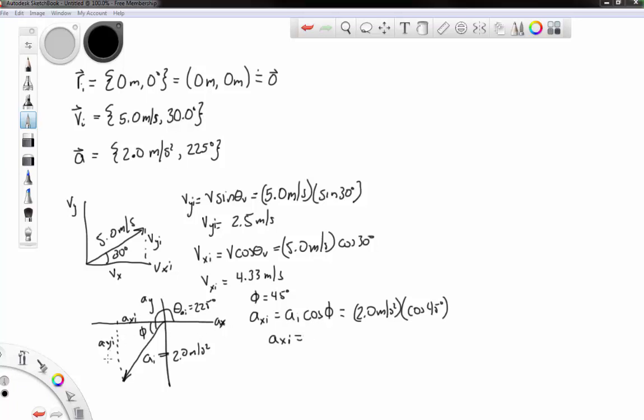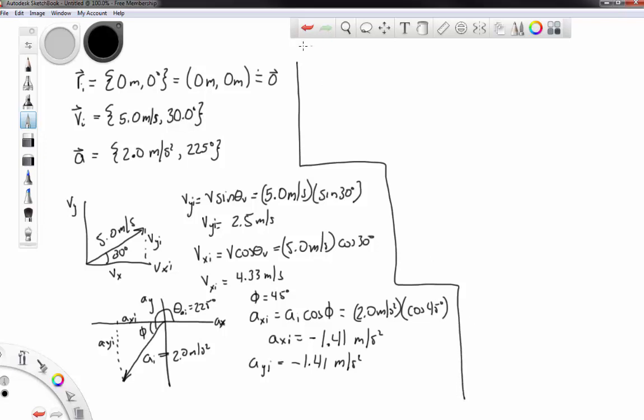Before we put those numbers in, though, notice what quadrant it's in. It's in the negative quadrant, so we might as well put that minus sign in. So it's going to be negative 1.41 meters per second squared. And Ay initial is going to follow suit and also be minus 1.41 meters per second squared. Alright, so now we've got all of these conditions, and the acceleration is actually constant, so the initial is equal to the acceleration at all times in this motion. So let's go ahead and figure out what the final position and what the final velocity are going to be. We'll start with the final velocities first.